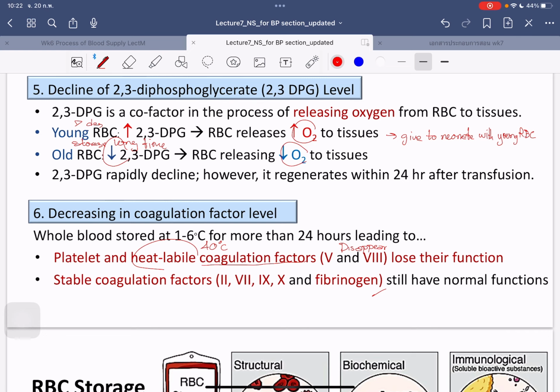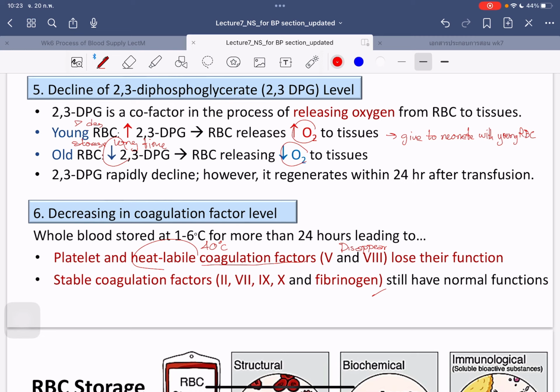24 hours. So actually, it's recommended to do the experiment immediately. If you cannot do it immediately, you have to freeze it to stop enzyme activity and protein lability. It means that if you store blood for a long time, factor 5 and factor 8 get lost from your blood.